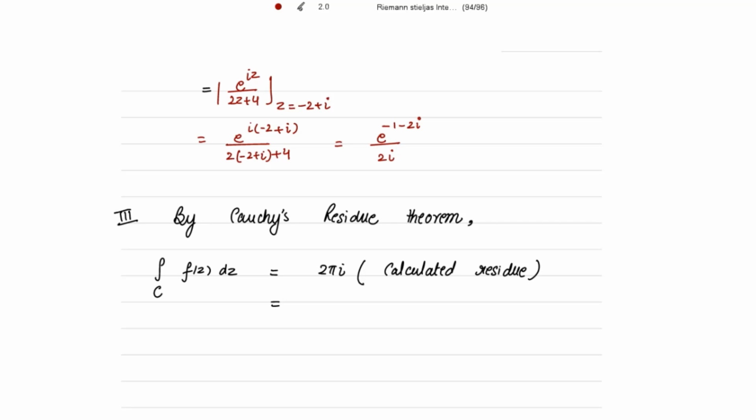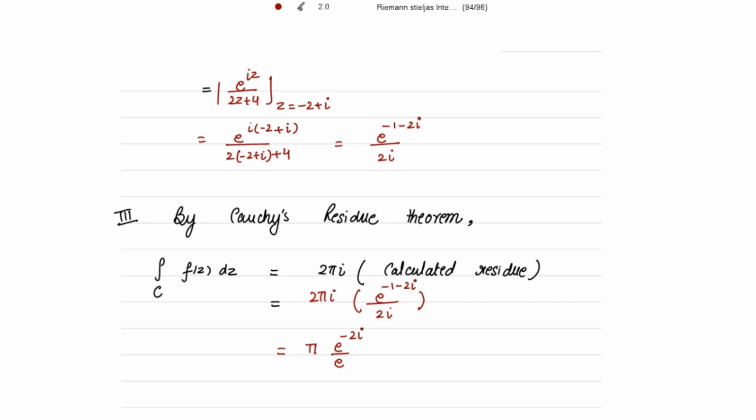Third thing is, I have to use Cauchy's residue theorem now. What is the Cauchy residue theorem? This is the integration over the whole contour of f(z) dz, equal to 2 pi iota times the calculated residue. So just write 2 pi iota and the residue which I have calculated, e to the power negative 1 negative 2 iota over 2 iota. The 2 iota will be cancelled out. So this is equal to pi e to the power negative 2 iota over e, taking e to the power minus 1 to the denominator.